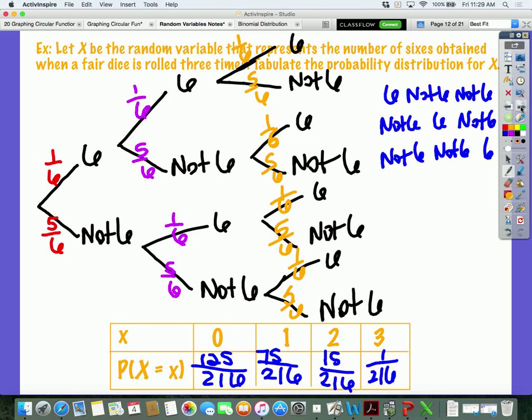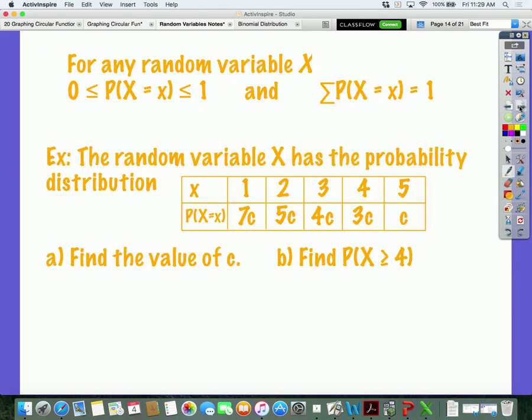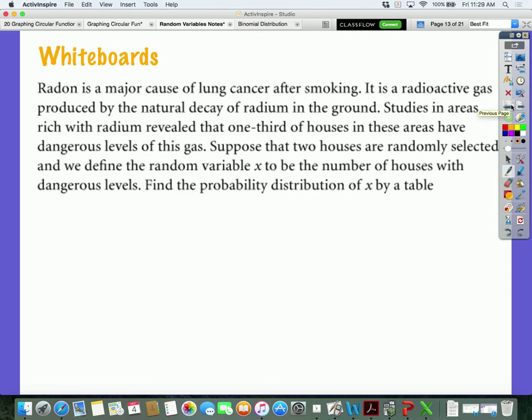Let's look at this next one on your whiteboards. I want you to give it a try. You are making another probability distribution table, and then we'll check it.